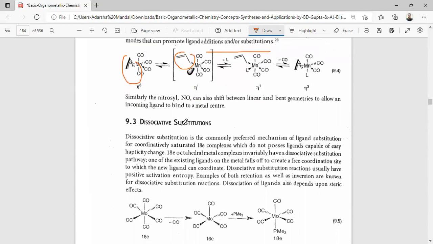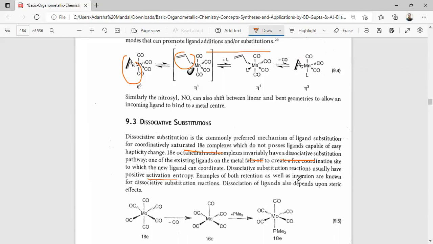So dissociative substitution is the commonly referred mechanism of ligand substitution of coordinatively saturated 18 electron complexes, which do not possess ligands capable of easy hapticity change. So 18 electron octahedral metal complexes invariably have a dissociative substitution pathway. One of the existing ligands on the metal falls away, creating a free coordination site to which a new ligand can coordinate. So dissociative substitution reactions usually have a positive activation entropy.